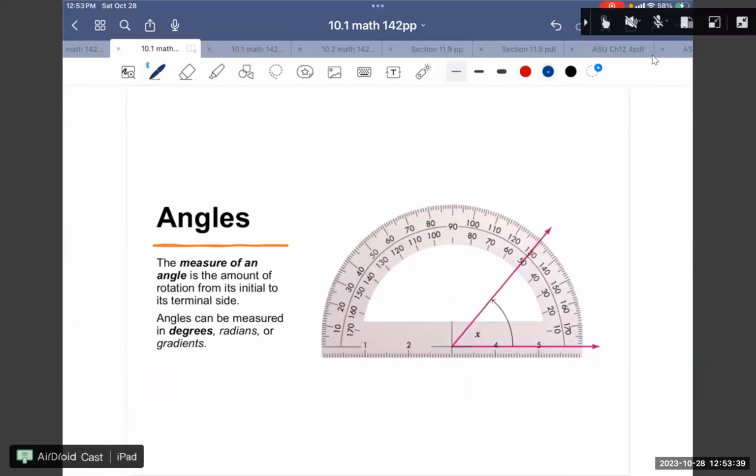So we can measure the angle using the amount of rotation from the initial to the terminal side. The angle can be measured in degrees, radians, or gradians. So you see this at a point. This one is the initial side, this is the terminal side. So right here, I say that is a 50 degrees angle.